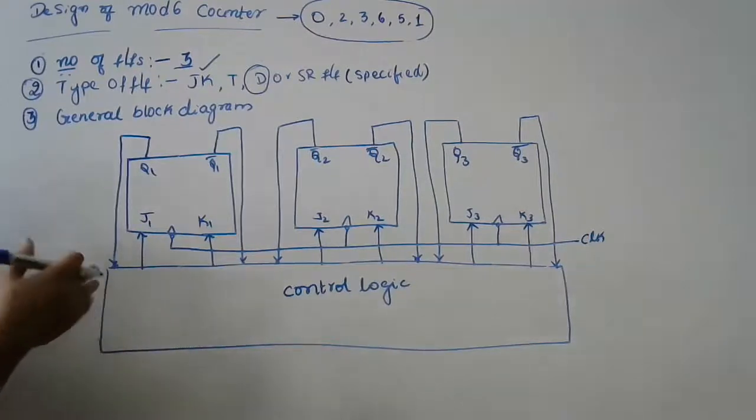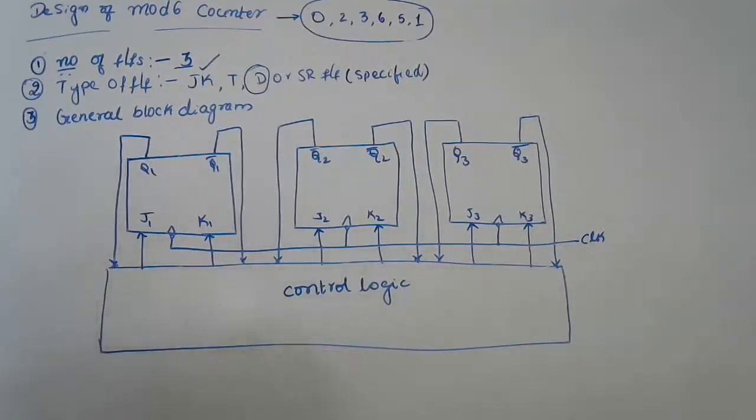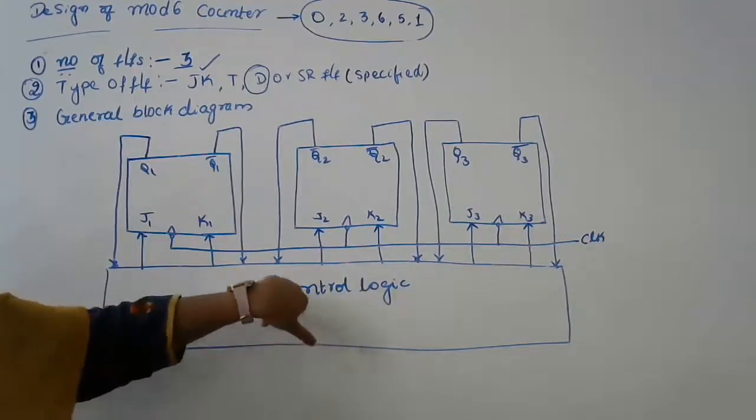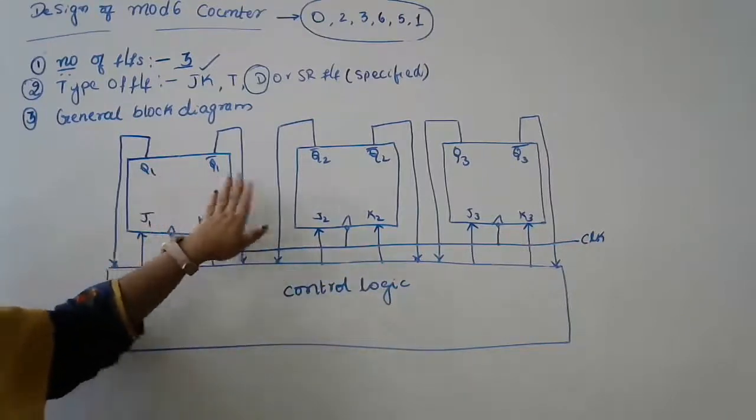Okay, so from 0 to 2, if 0 is my output, that output will again be given to the control logic, so that the control logic will make my next state go to 2. So control logic is the heart of my design. This is a general structure.